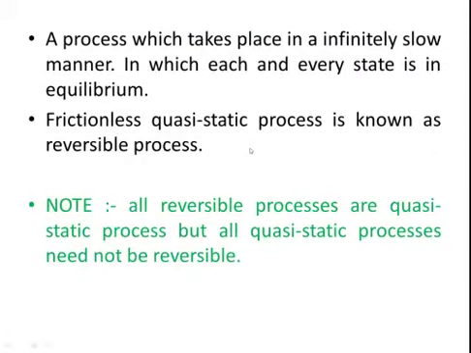A process which takes place in an infinitely slow manner, in which each and every state is in equilibrium. That experiment shows that each and every state is in equilibrium, so it takes place in an infinitely slow manner, which is what we call a quasi-static process. And if a quasi-static process is frictionless, then it is always a reversible process. But we have to remember one thing: all reversible processes are quasi-static processes, but all quasi-static processes need not be reversible. Only a frictionless quasi-static process can be a reversible process. That you should keep in your mind.